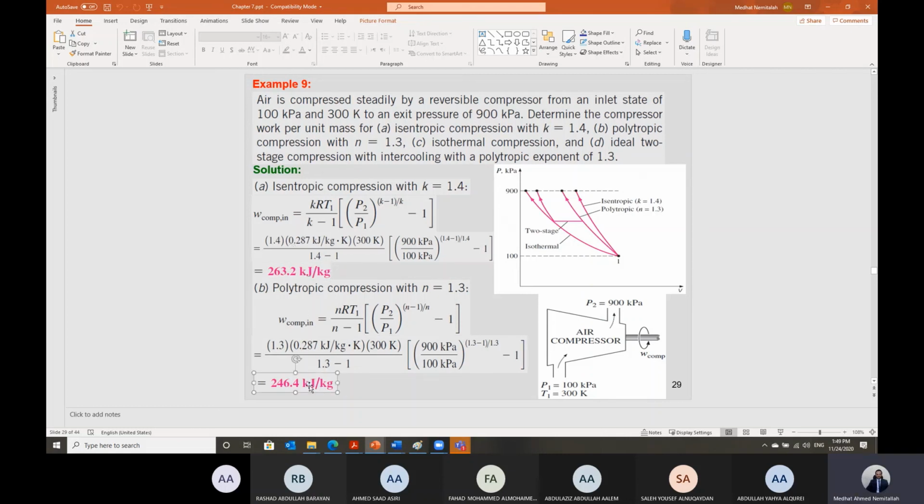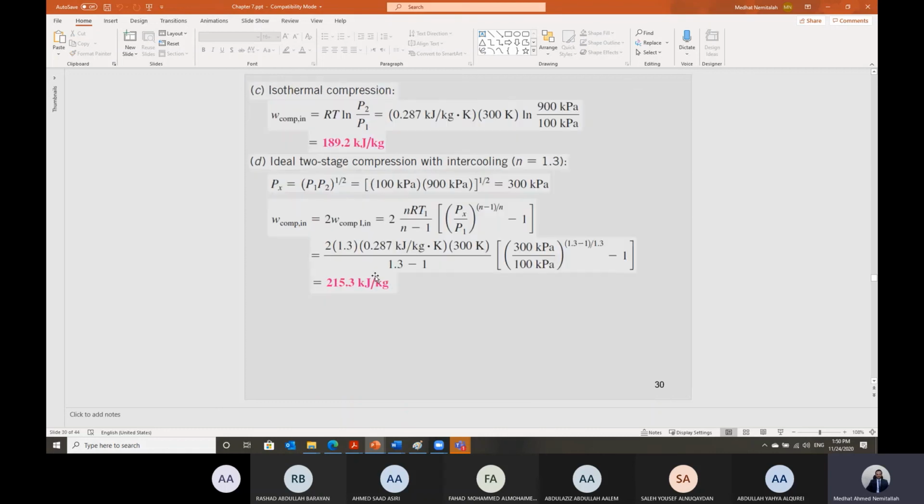So in case of polytropic, Shabab, because the system is allowed to exchange heat, release some heat, then in this case the work, which is the area under the curve on the PV diagram, should be less than the case of what? The case of isentropic. In case of polytropic, it is 246. In case of isentropic, it is equal to 263. Okay, so the polytropic process can reduce the input work to the compressor.